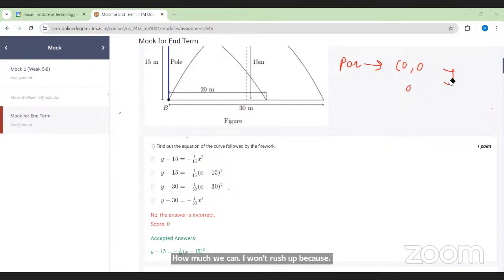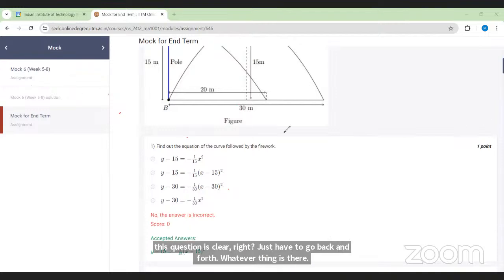So this question is clear, right? You just have to go back and forth, whatever thing is there, you have to use it. Right? Yes, ma'am.